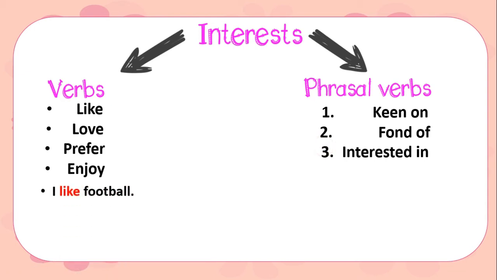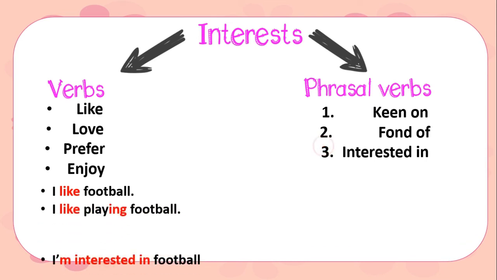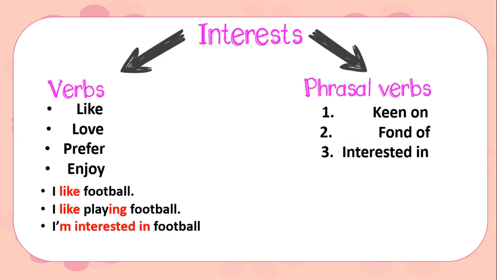Example, I like football. I like playing football. I am interested in football. I'm interested in playing football. Let's look at these highlighted words. Look, we're not talking about verbs. We have already talked about them. Like, it's a verb, interested in. It's a phrasal verb with the auxiliary to be here. Let's check the verbs. Playing. This is the gerund.